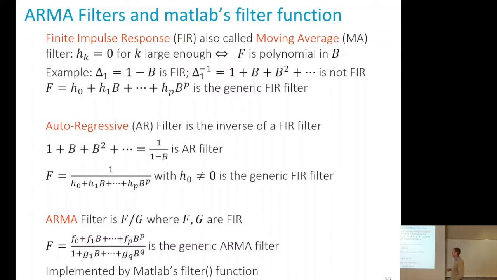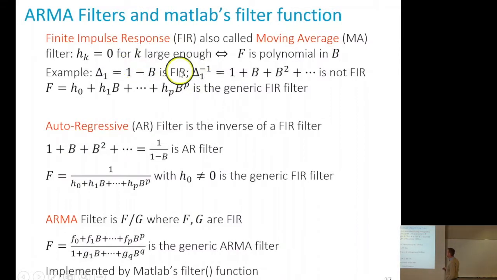And filters that are convenient to work with are the ARMA filters. So a moving average filter is a filter such that the impulse response is finite. So there's only a finite number of coefficients, and hopefully typically small, to make it pleasant to work with. For example, delta 1, the first order derivative differencing filter, is finite impulse response. It's 1 minus b.